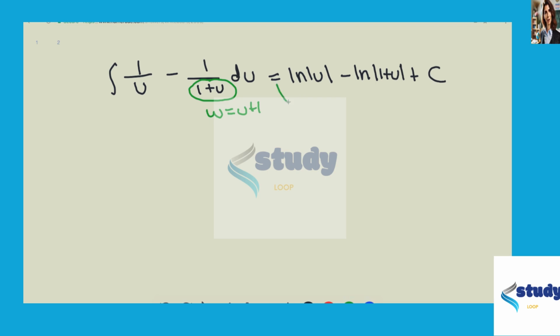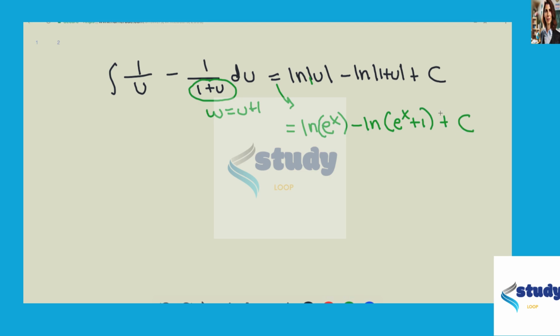With that said, the last step here, replace u with how it's defined, e to the x. You could drop the absolute value here since e to the x is always positive. And you could also drop it here because e to the x plus 1 is positive.